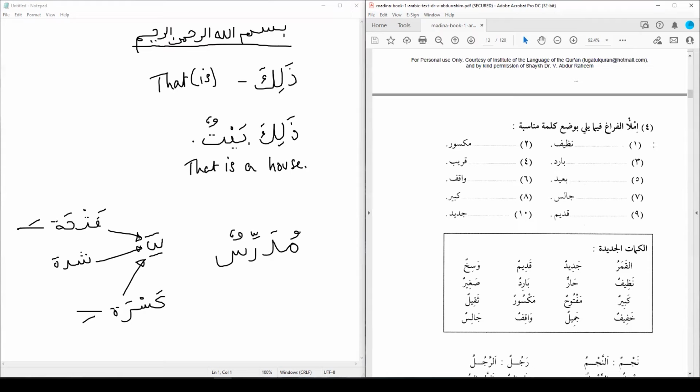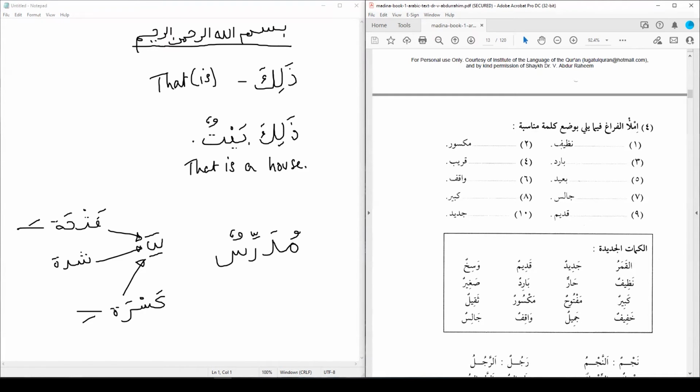Exercise number 4 is similar to exercise number 3, except here you have to put an appropriate word in the beginning of the sentence. So blank, nadhifun. Something, the something is clean. So you can say al-qamisu, the shirt, nadhifun, is clean. Blank, maksurun, something is broken. You can say al-qalamu maksurun, the pen is broken. Or you can also say al-maktabu maksurun, the desk is broken.